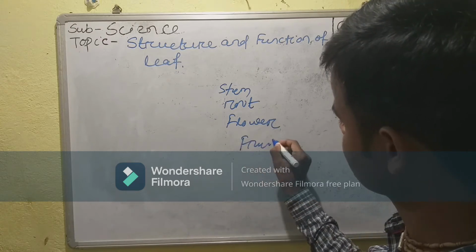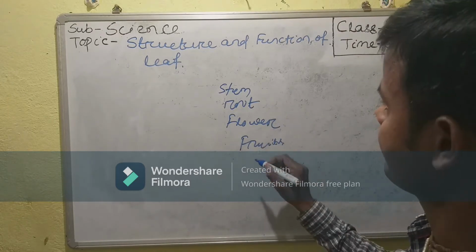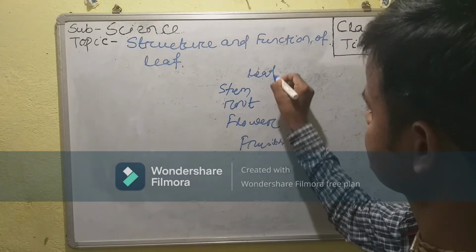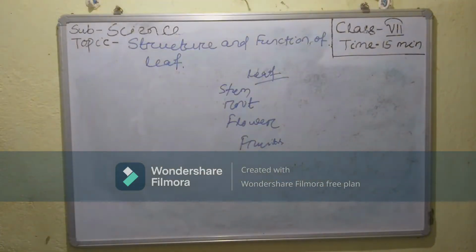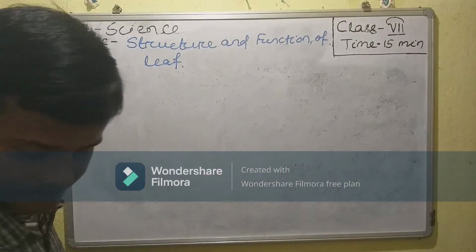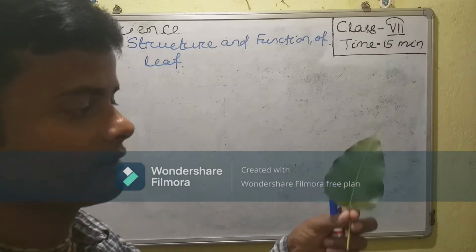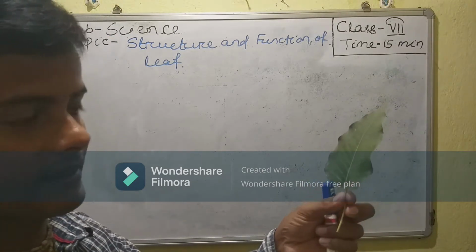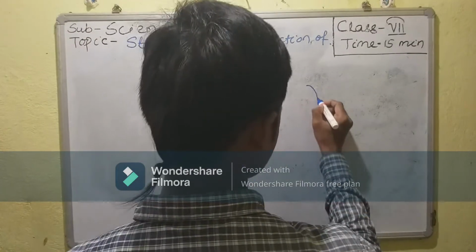fruits, right? So today we are going to study one of the parts of the plant, that is leaf, right? We'll study about leaf, its structure and function. Let us see a leaf. It is the leaf of a peepal tree, right? So first we'll start by drawing a diagram of a leaf.